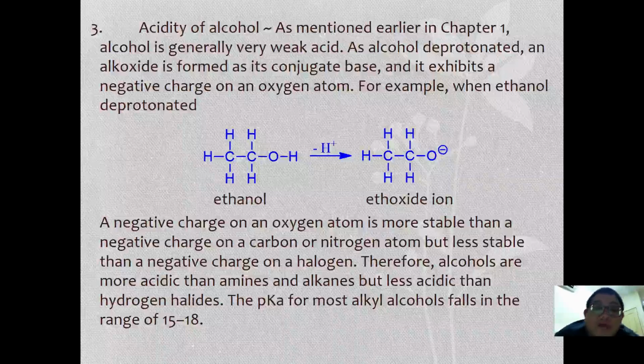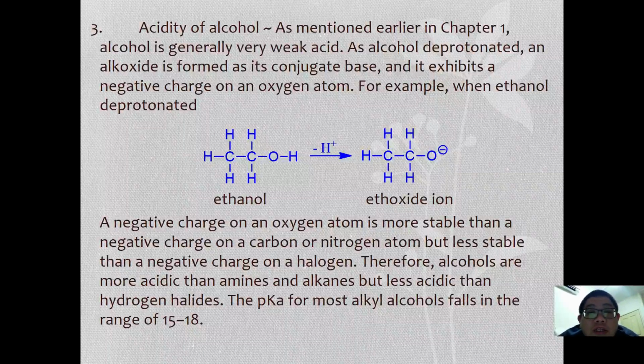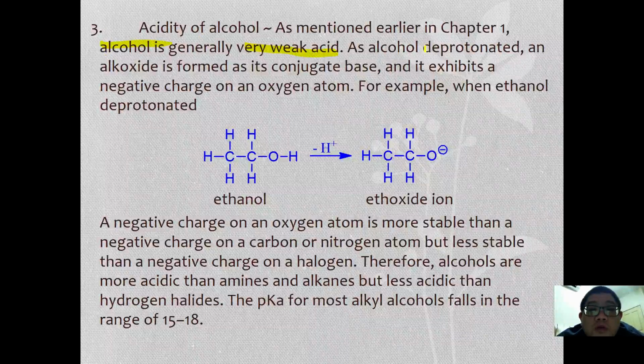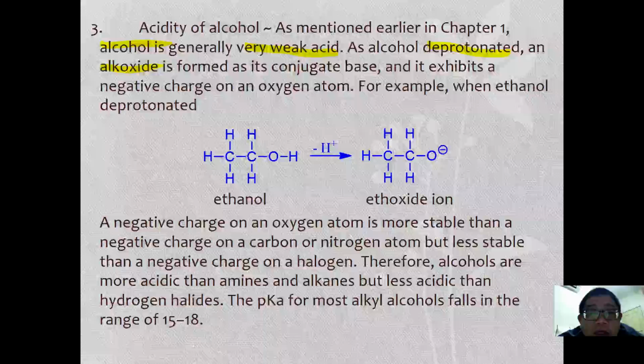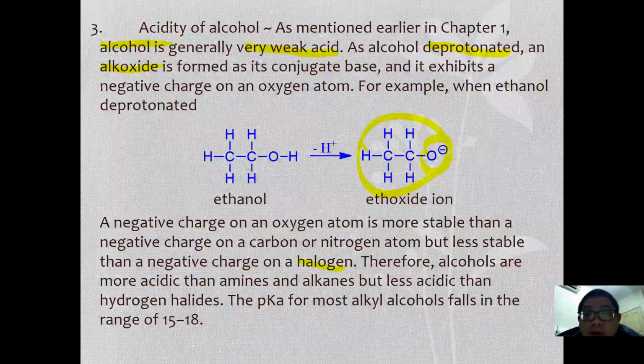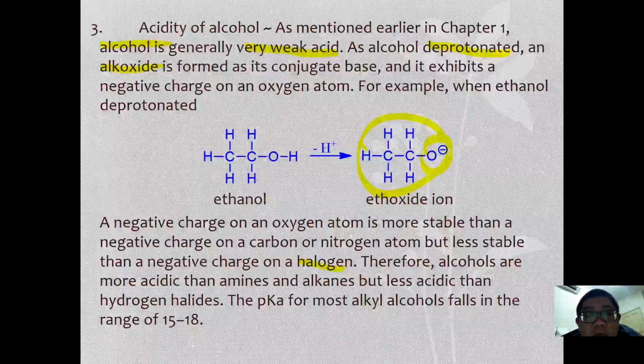Then in terms of acidity of alcohol, as mentioned earlier in chapter 1, you can review back on our earlier lesson. Alcohol is generally a very weak acid, because when alcohol is deprotonated, an alkoxide is formed as a conjugate base. So the negative charge on the oxygen atom is more stable compared to nitrogen. However, it's still less stable compared to a halogen. So alcohols are more acidic than amines and alkanes, but less acidic than hydrogen halides. The pKa of most alkyl alcohols falls between the range 15 to 18.